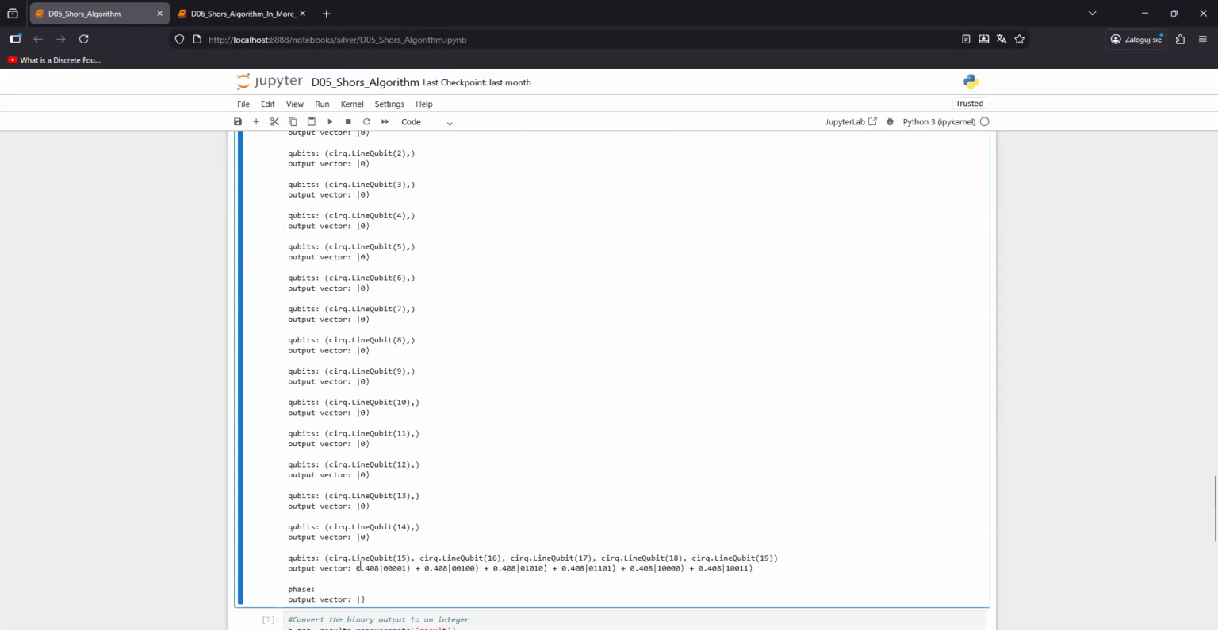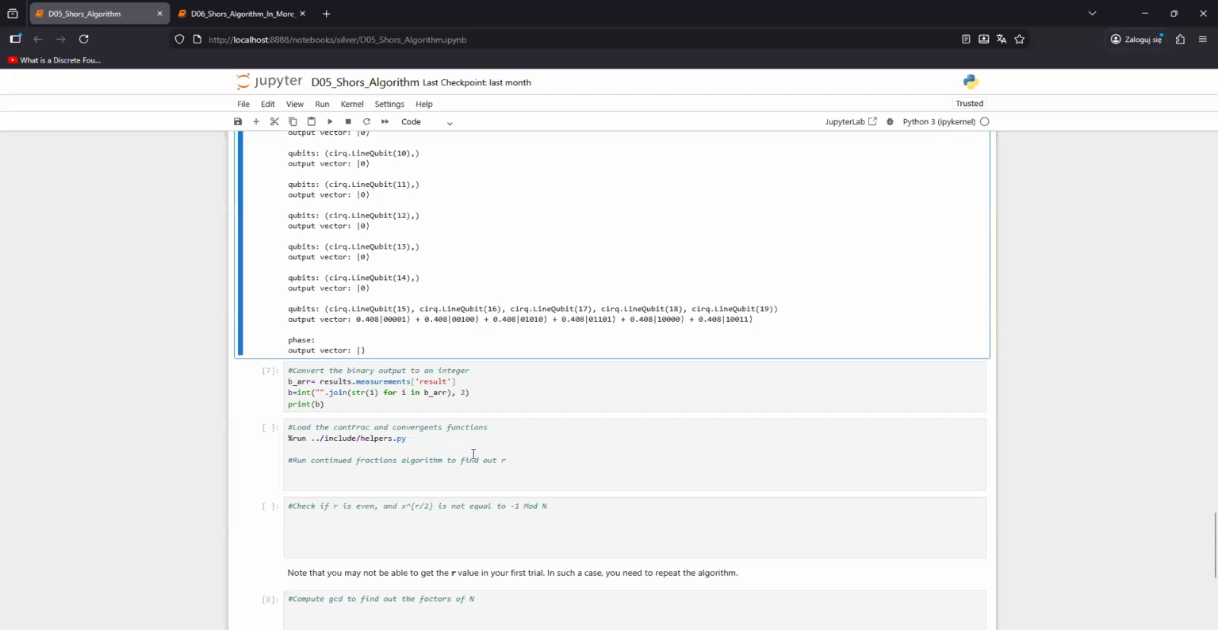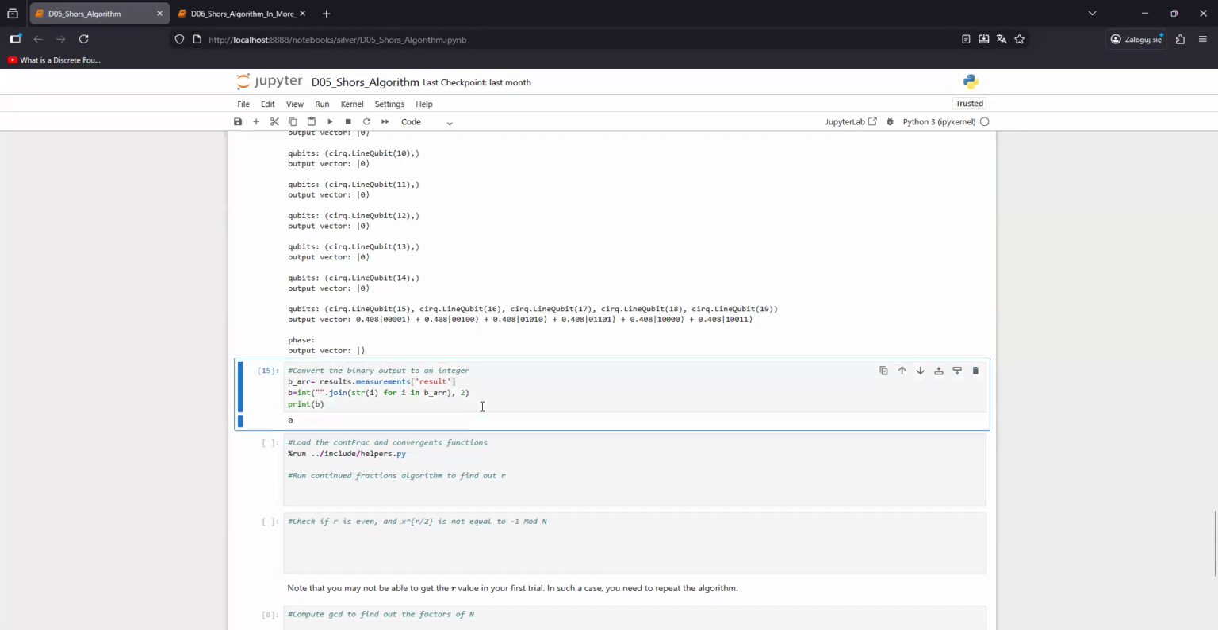And here we have this output vector. So here we have our input, we changed this qubit to 1, and here we have our output vector. So that's okay, and let us now convert the binary output to an integer.